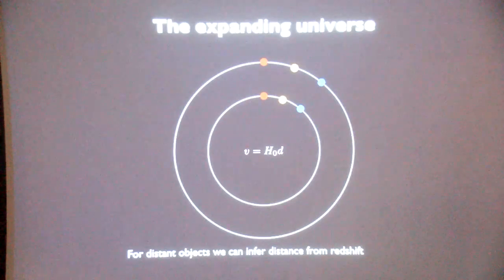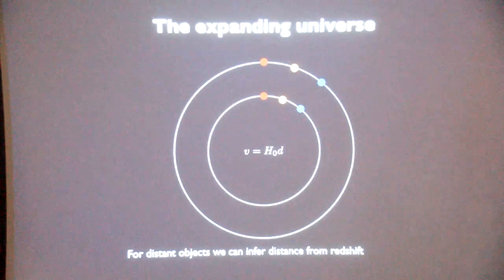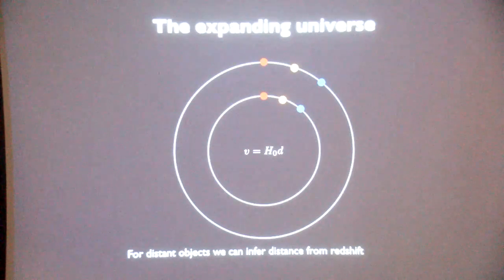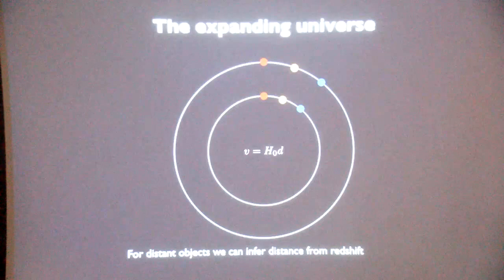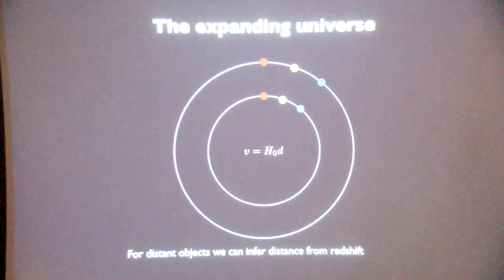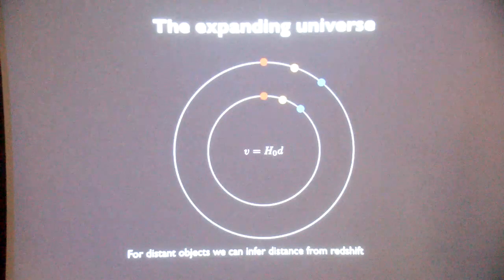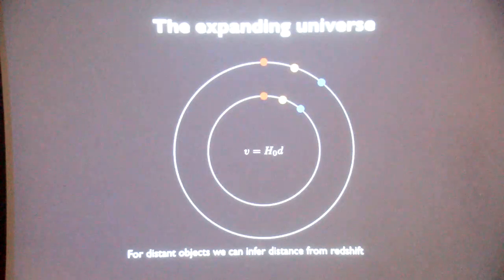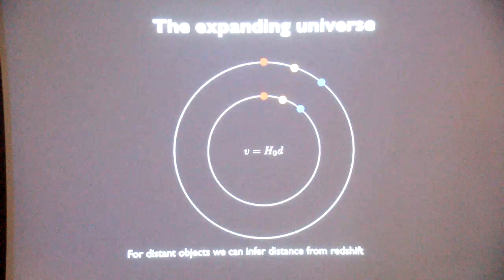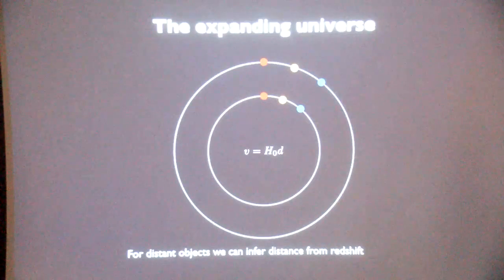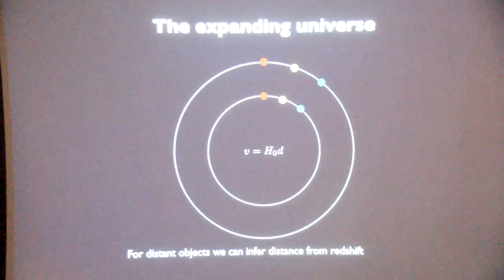As soon as these objects recede from us at a speed that's comparable to or larger than the speed of light, then this formula is no longer true. So you have to be careful. Any other questions? I can write down the full formula if people are interested.